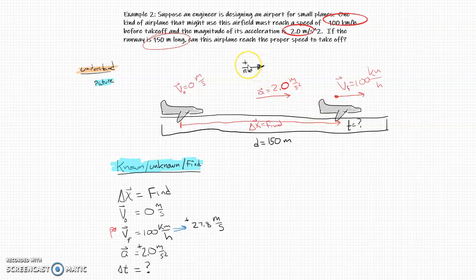Also, something else to note, I always want to make sure that I give my vectors directions. Since all my vectors that I've drawn are to the right, it makes sense to call that direction positive. I've made that adjustment down in here in my knowns as well.